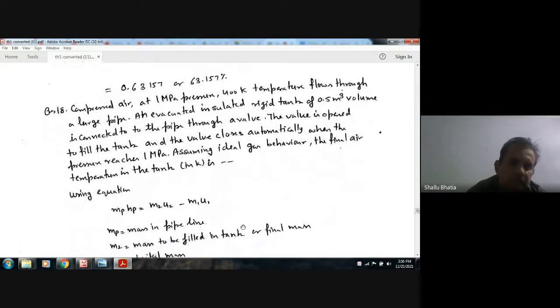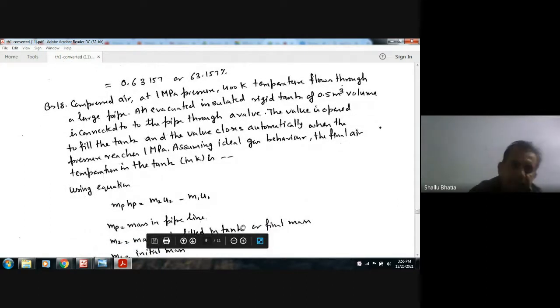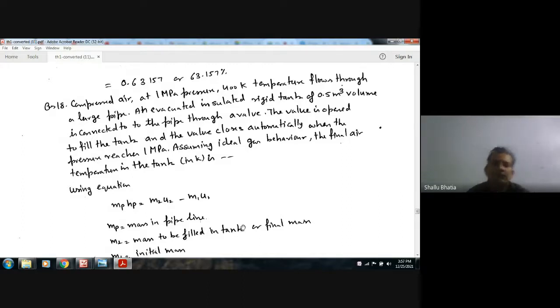Okay. Next, compressed air at 1 MPa, 400 degrees Kelvin temperature flows through a large pipe. An evacuated insulated rigid tank of 0.5 meter cube volume is connected to the pipe through a valve. The valve is opened to fill the tank, and the valve closes automatically when the pressure reaches 1 atmosphere. Assuming ideal gas behavior, the final air temperature in the tank is. So this is the question of filling of a tank.